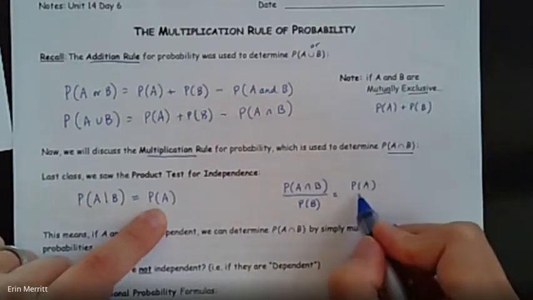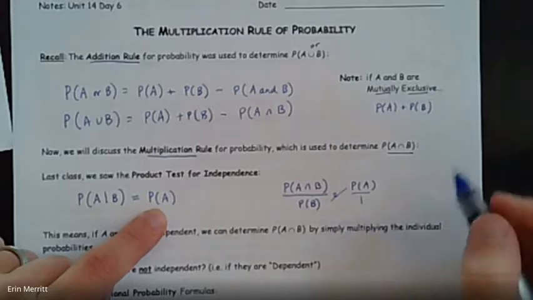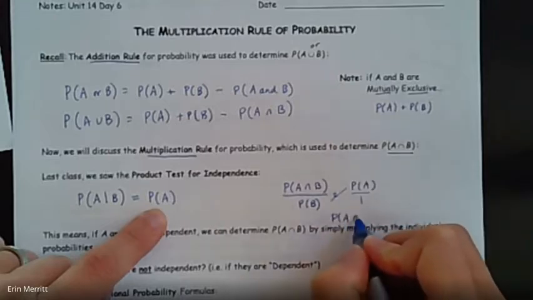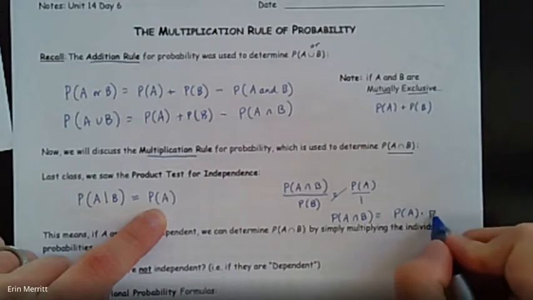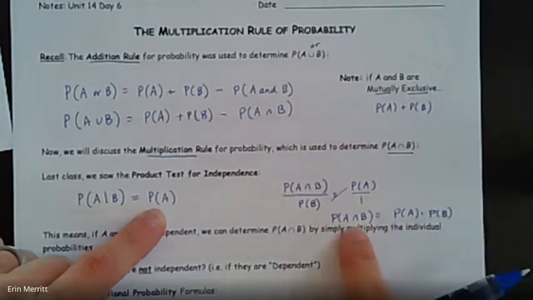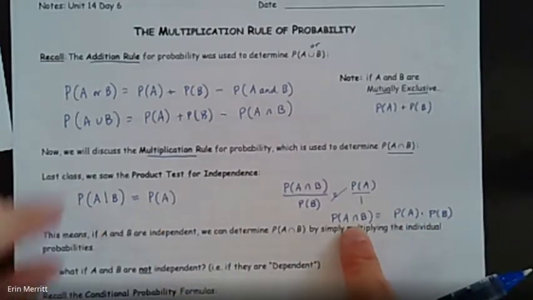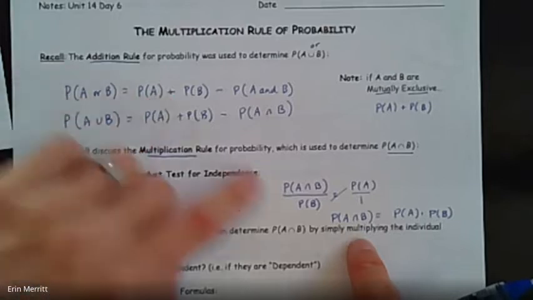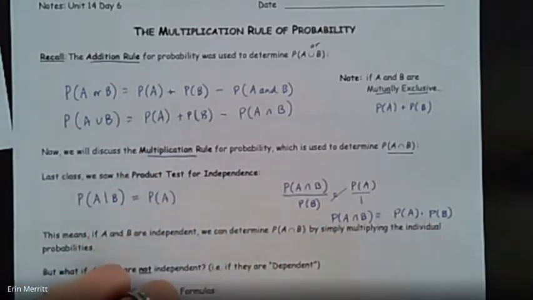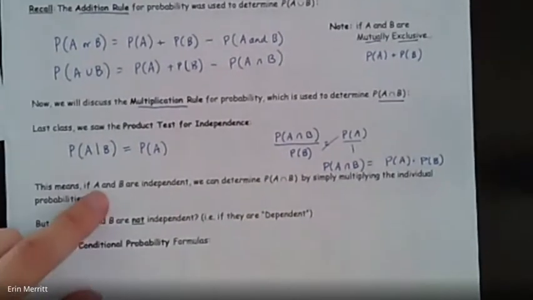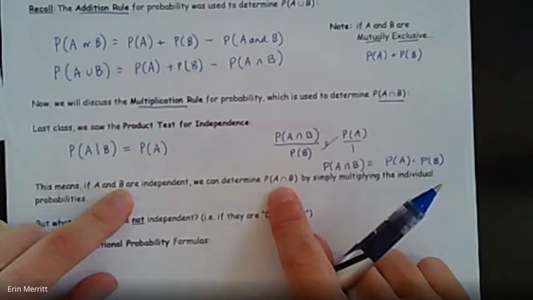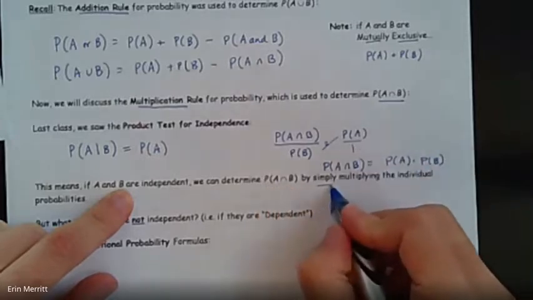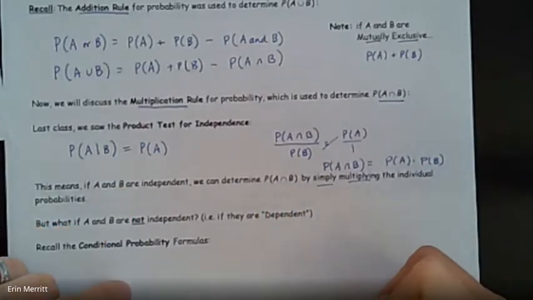And then we did that last little step to cross multiply and said, hey, that ends up being the probability of A and B comes out to be the probability of A times the probability of B. So what it loosely turns into is if it's "or," you're adding. If it's "and," you're going to multiply those probabilities together. That's kind of like the short way to remember it. And this means if A and B are independent, to get the probability of A and B, we're just going to simply multiply the individual probabilities.